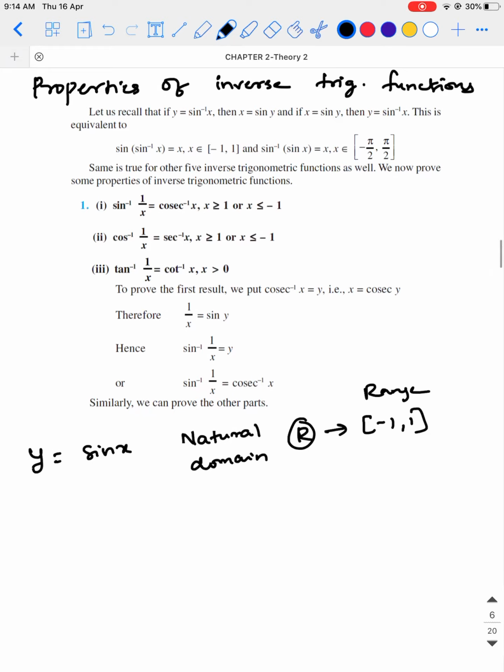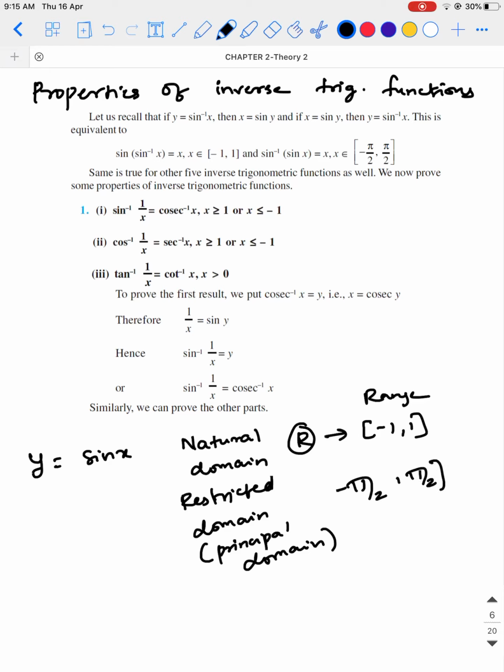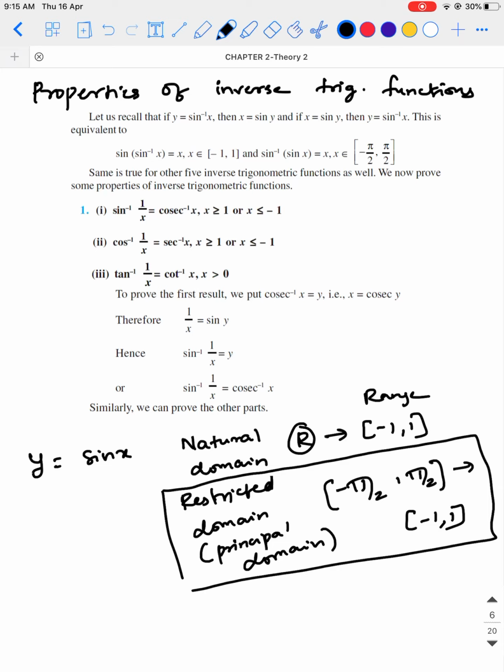Now, in this sense, it's not a one-to-one function, so we are creating a restriction on it. The restricted domain is also called the principal domain. The principal domain is minus pi by 2 to pi by 2, and the range is undisturbed, it is still minus 1 to 1. When this condition is imposed on sin x, it becomes a one-to-one and onto function. Since it is one-to-one and onto, we can definitely think of its inverse, which is sin inverse x.